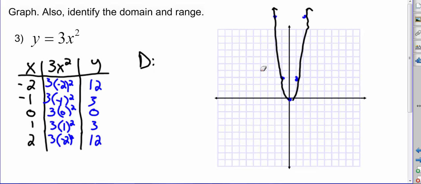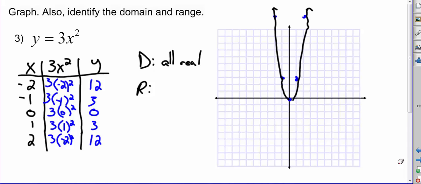If we were to go all the way to infinity, this is just going to get wider and wider, and we would actually include every single x value to negative infinity, and the same thing to positive infinity. So we would get all real numbers. And so that's what we would write for our domain.